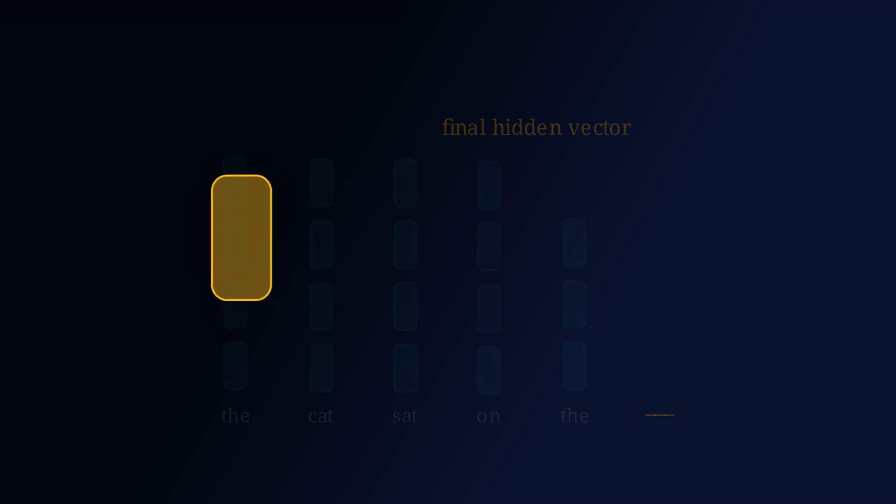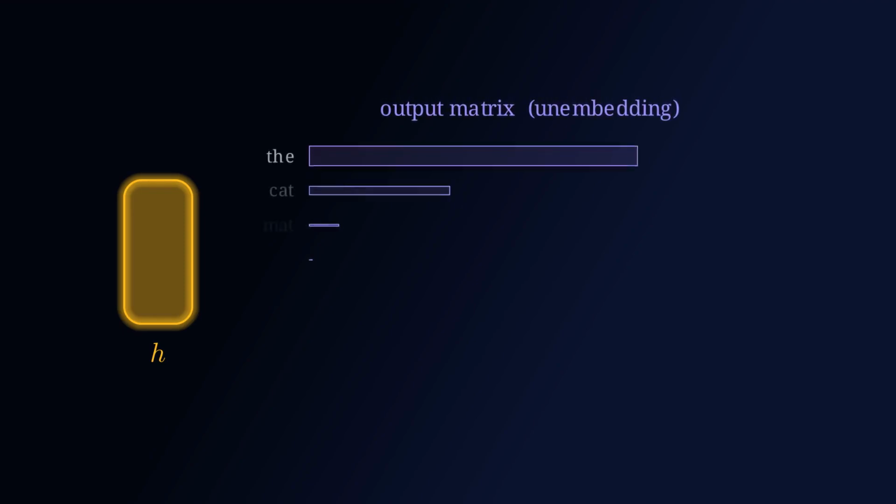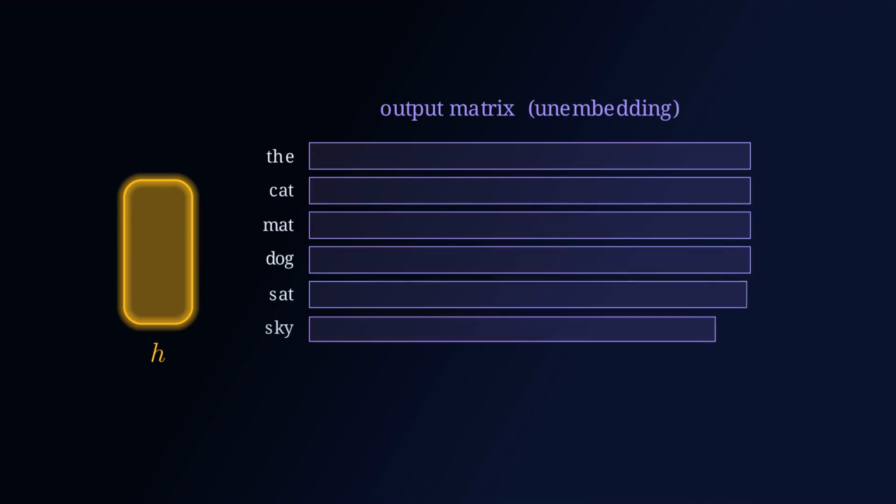Hundreds of layers of processing have poured into it, but it is still just a list of numbers, a point in meaning space. Somehow we have to turn this one point into a guess spread across every word in the vocabulary. Enter the output matrix, sometimes called the unembedding. Picture an enormous table, one row for every single token in the vocabulary, and each row is itself a vector living in the same space as our hidden vector. 50,000 rows, one per possible next word.